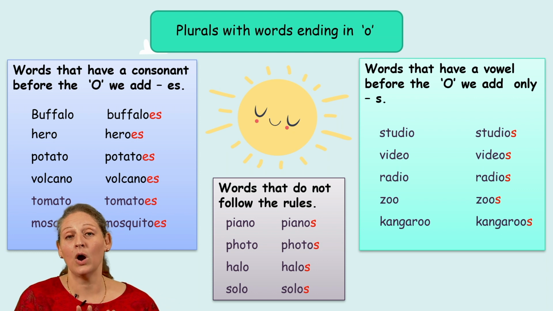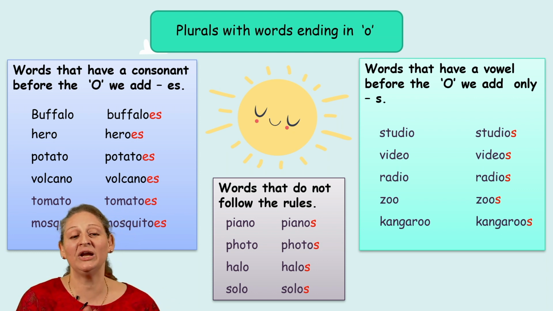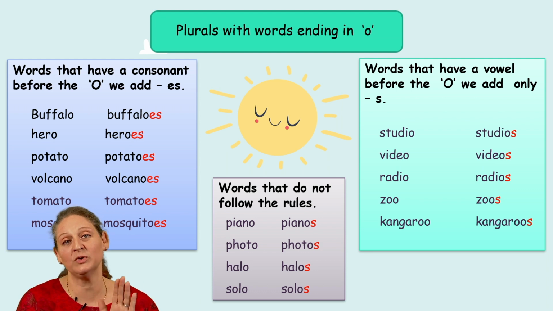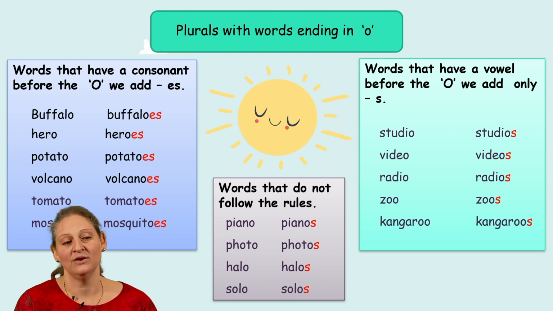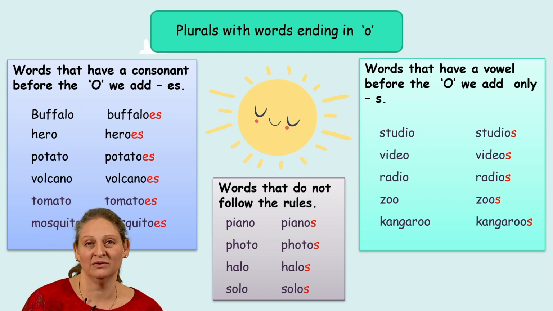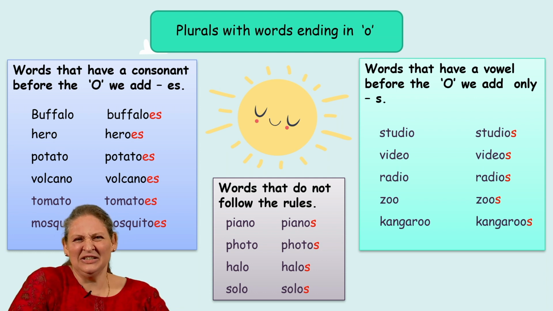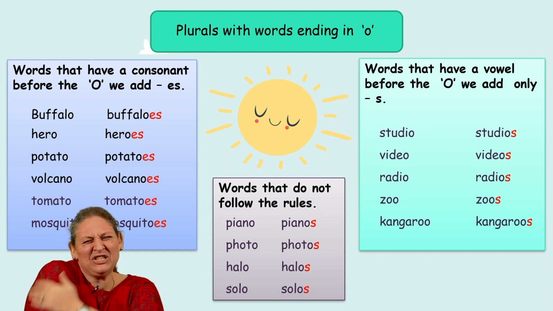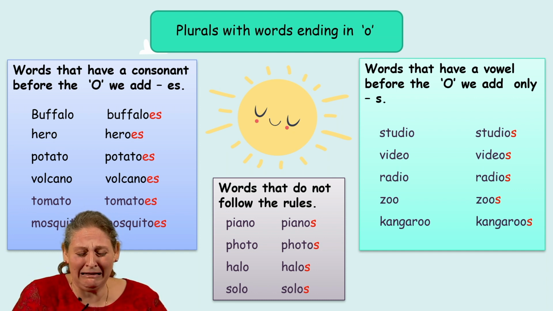Okay, so when it ends with O, we can't always hear the S sound, but we know that if a word ends with O, if it has a consonant before the O, we add ES. So, mosquito. Oh, this season has too many mosquitoes. Ouch! Not one mosquito, but mosquitoes. Ow, ow! Did you get bit by any mosquitoes lately?